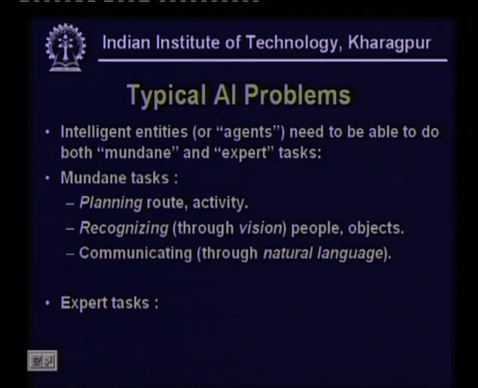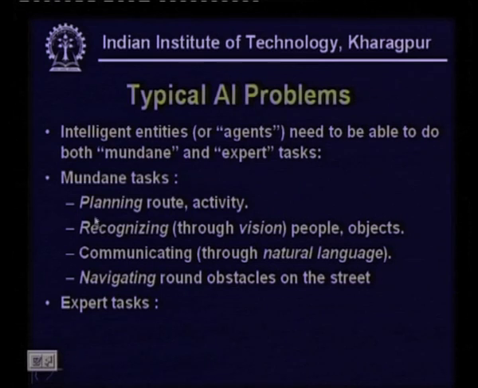Now, examples of mundane tasks are planning a route. Suppose you want to go from here to the market, and you plan a path along which you will go, or you want to go from here to, let us say, a particular place in Delhi, and you have to plan your journey and plan your path. Then something that we do all the time is try to recognize objects or recognize faces of people. This requires vision.